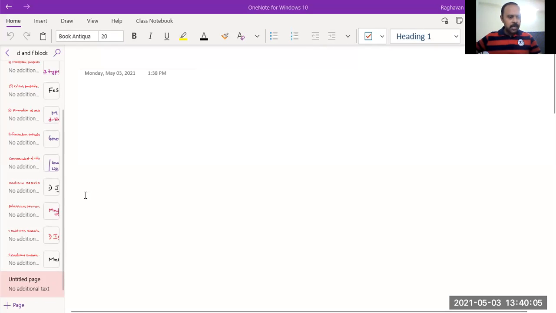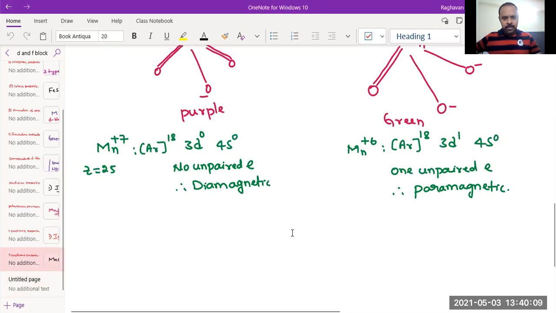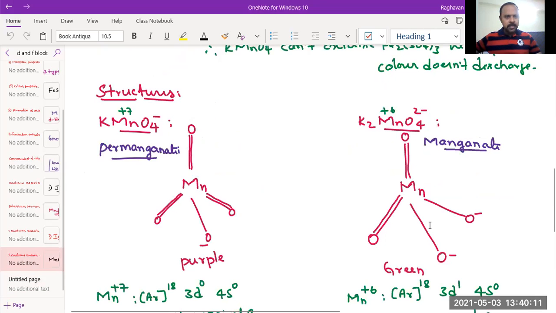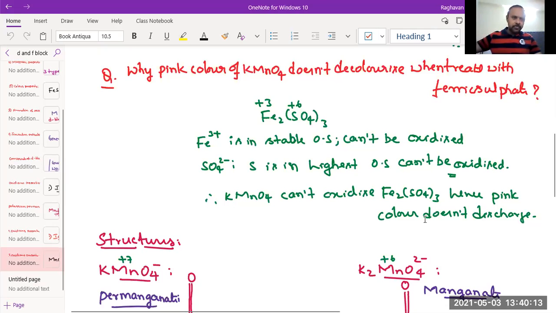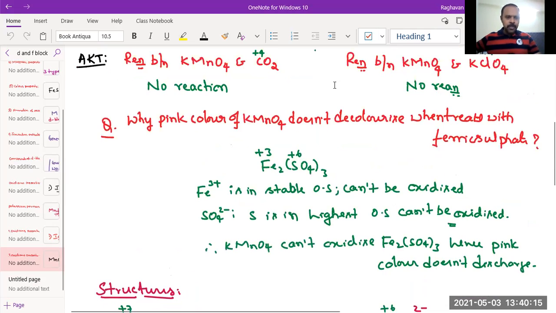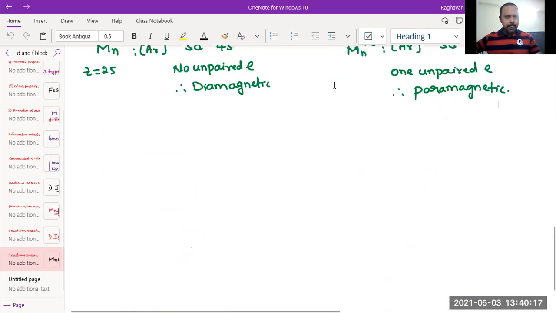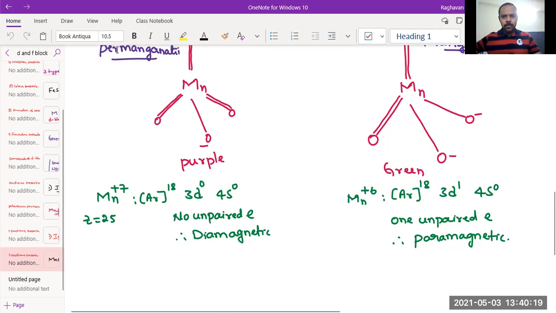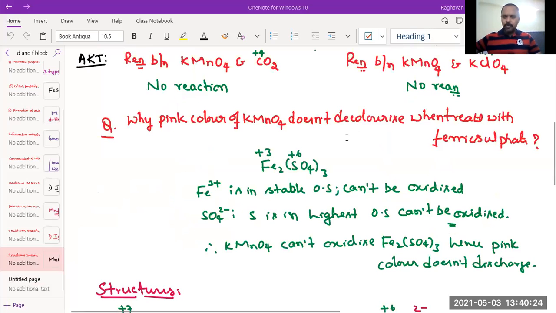See, in our last class, we have done with this D and F, D block elements, the properties and everything, correct? So we have seen potassium permanganate property and all these things, right? So we'll see now F block elements, and there are only few F block elements compared to the D block elements.